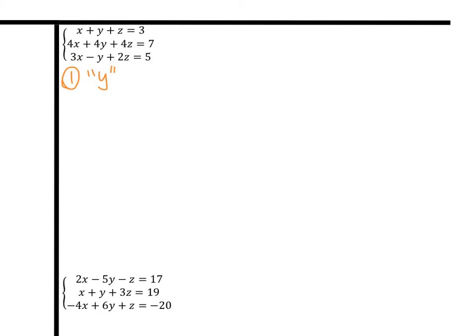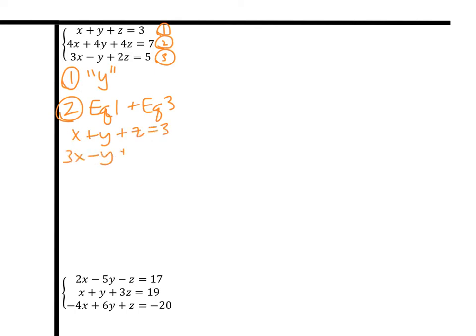I notice that the first equation and the last equation would already have y eliminate. So I'm going to label them 1, 2, and 3 for my equation 1, equation 2, and equation 3. We'll just do that quickly. When I go to step 2 then, what I'm going to say is just take equation 1 plus equation 3. Let's see, so I have x plus y plus z equals 3, and 3x minus y plus 2z equals 5. The y's eliminate, so we have 4x plus 3z equals 8.